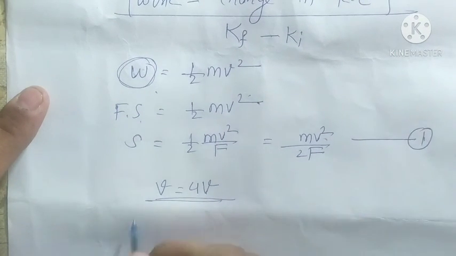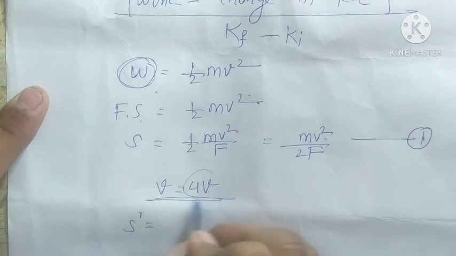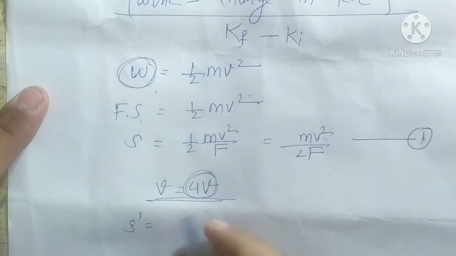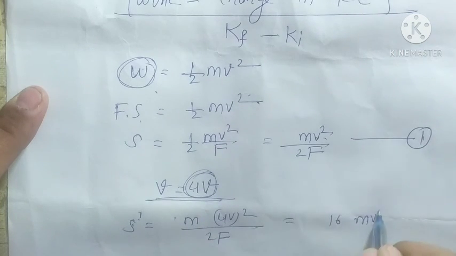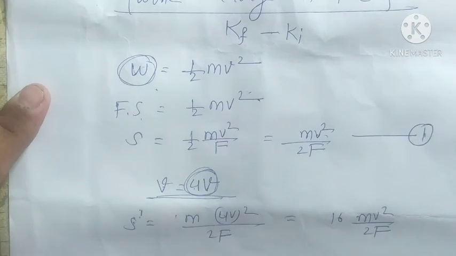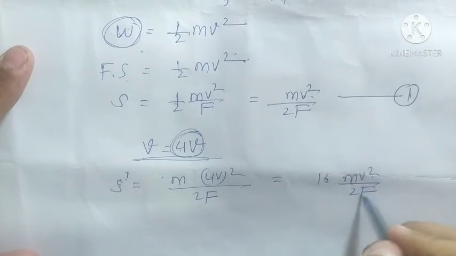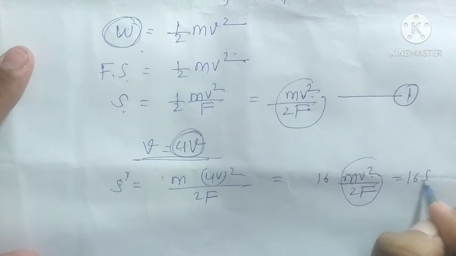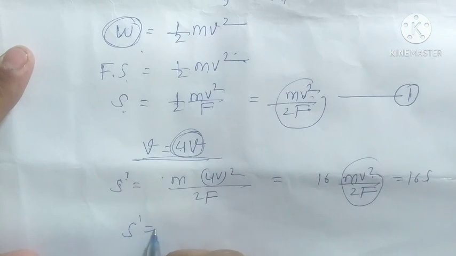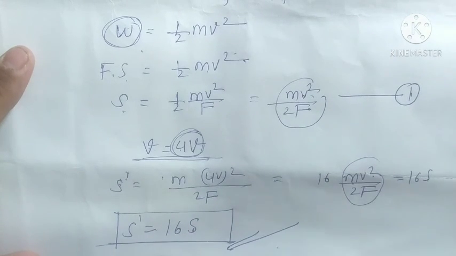So we put this value here. With the velocity changed, we take s dash, that is m, and we put v is equal to 4v, so m into 4v square upon 2F. Finally, 16 m v square upon 2F, and we already know that m v square upon 2F is equal to s. We put this value here, 16s. So s dash is equal to 16s. This is our answer.